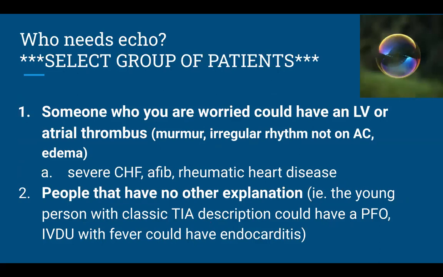All right, so who does need it? The people that do need the echo are the ones that you are worried could have some sort of intracardiac thrombus. So severe CHF, the AFib, maybe they weren't on anticoagulation, or they have a murmur and you're worried about some sort of acute valvular disease. And then you might want to consider it in people that have no other explanation, and it really does sound like a classic TIA. The reason for that is maybe you want to look and see if they have a PFO.